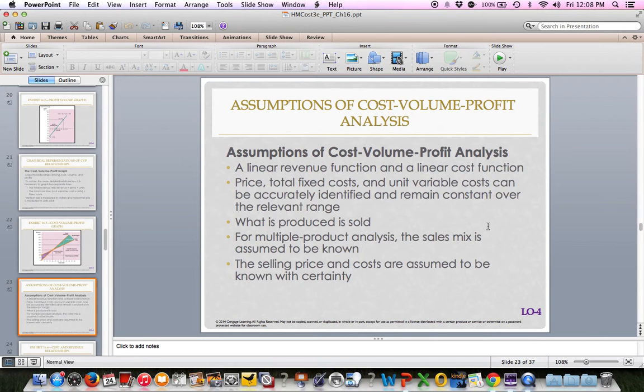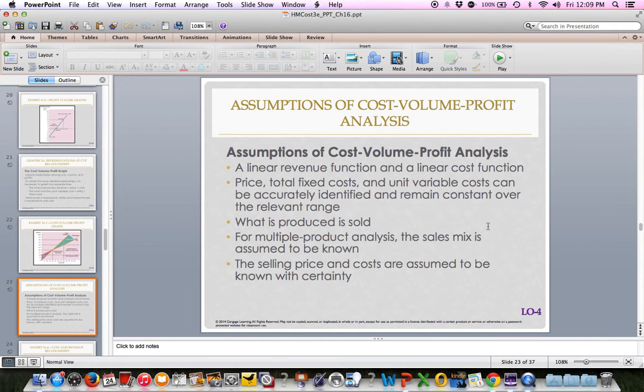Okay. So some of the assumptions we have to be thinking about: it says price, total fixed cost, and unit variable cost can be accurately identified within a relevant range. We talked about a relevant range earlier in the class. That's basically saying at this level of production, these assumptions hold true. That's what a relevant range is. If I get above the relevant range, I have to come up with a new set of assumptions. They're going to change because above the relevant range usually means I have to incur more fixed costs. My variable costs are going to change per unit, and so on. So the relevant range is very important.